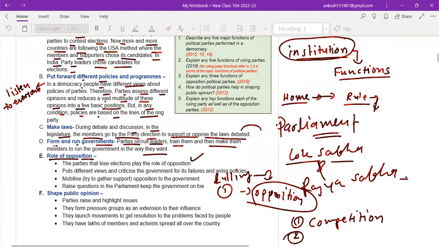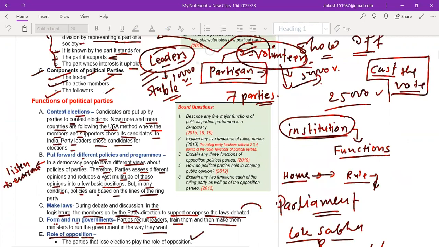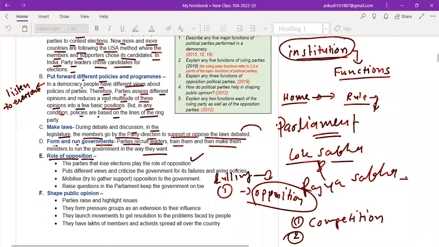Question number 5. Explain any two functions each of the ruling party as well as of the opposition parties. So these are the functions of the ruling parties. These make laws and form and run the governments. After that, the functions of opposition parties are given here. Okay. And those are very, very important.